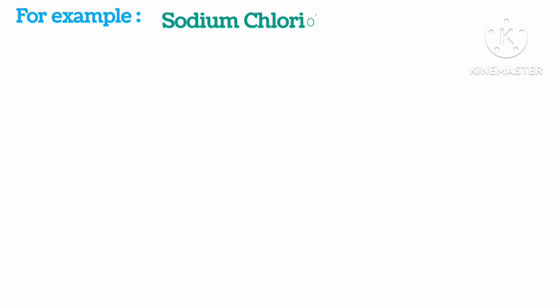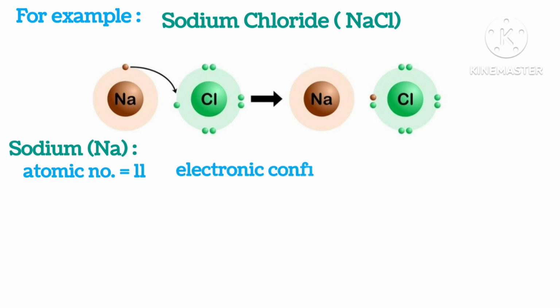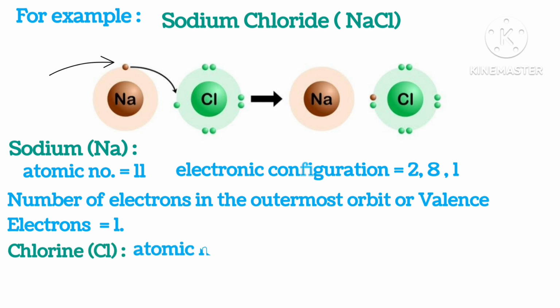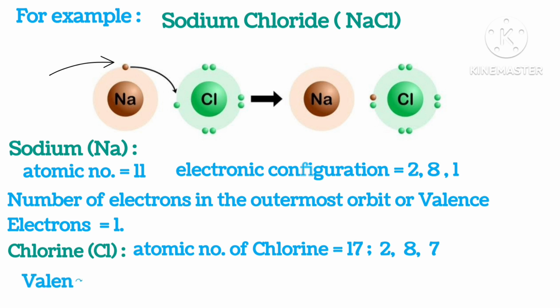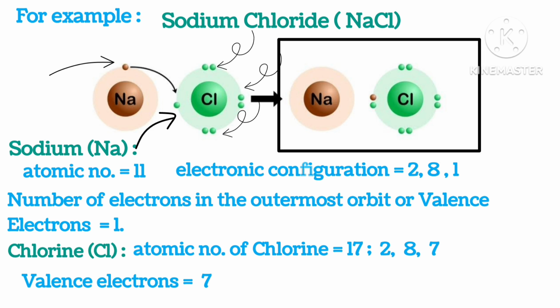For example, sodium chloride. As you can see here, sodium, whose atomic number is 11, has electronic configuration 2, 8, 1. The number of electrons in the outermost orbit, or valence electrons, is 1. While chlorine, atomic number 17, has electronic configuration 2, 8, 7, and valence electrons are 7. So here, the one extra electron of sodium is transferred to the chlorine and chlorine accepts it and both of them become stable by forming sodium chloride.